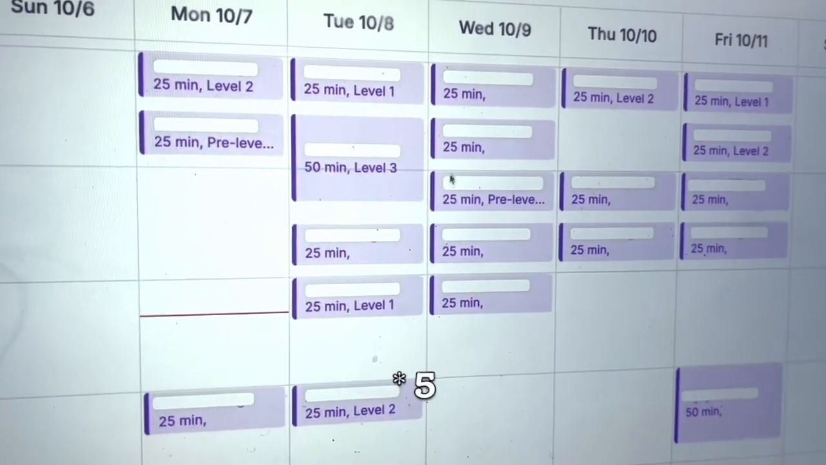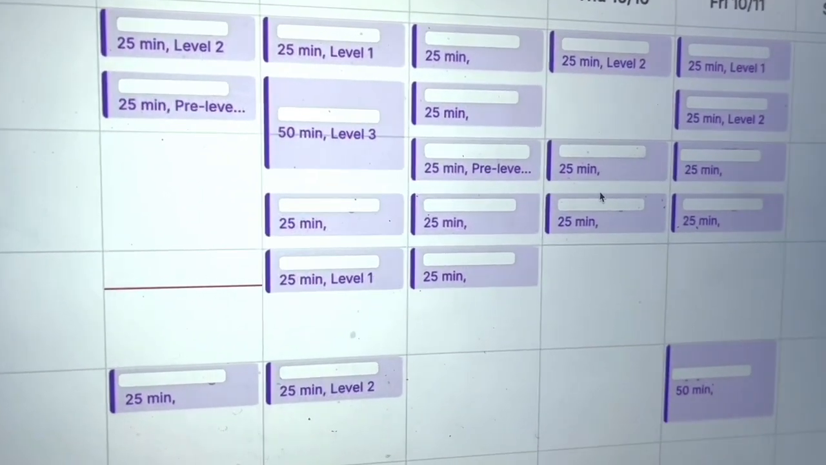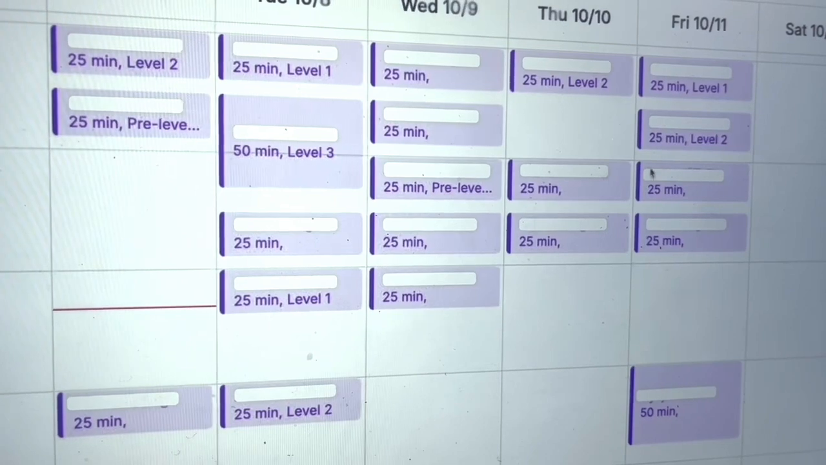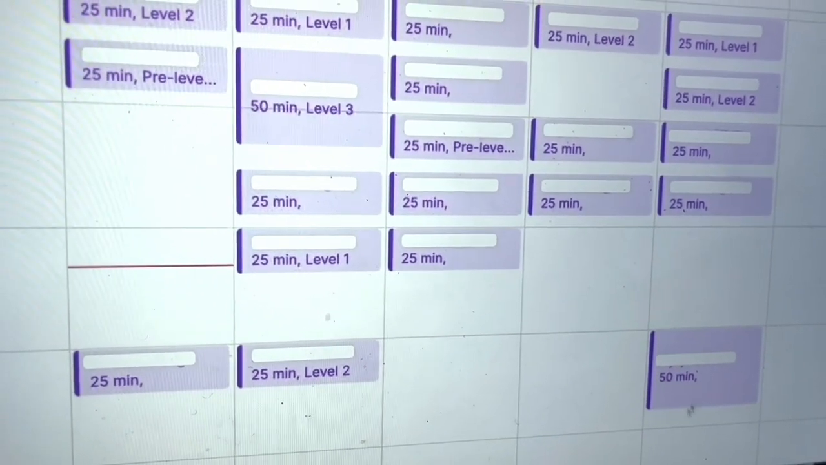I have 4 just 25-minute classes Wednesday. Thursday I have 3 currently, and then Friday I have 5 again, and this time I have 4 back-to-back of 25 minutes, and then I have a 50-minute class later on.